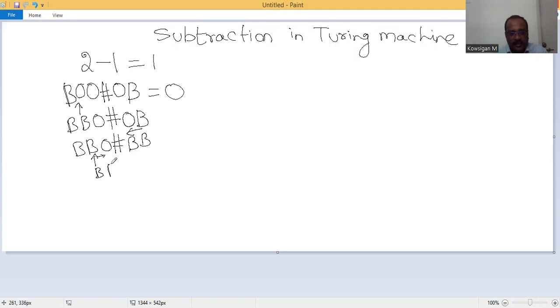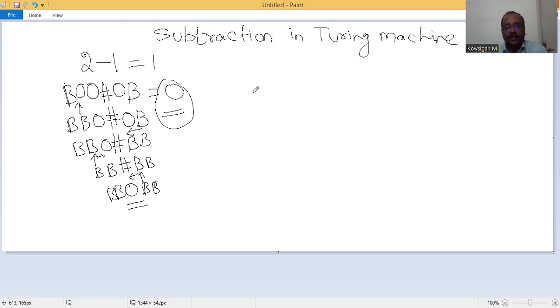This 0 will be replaced with blank and move to right hand side until you reach the blank. Hash will be mentioned as it is and moving to the right hand side. You will be reaching the right hand blank here. So after reaching this blank, again move to the left hand. This blank is mentioned for understanding purpose. Now this hash will be replaced as 0 and move to the left hand until you reach the blank. Now you see here only 1 zero is available. That is the output.